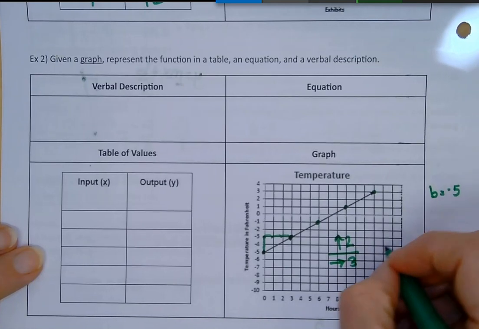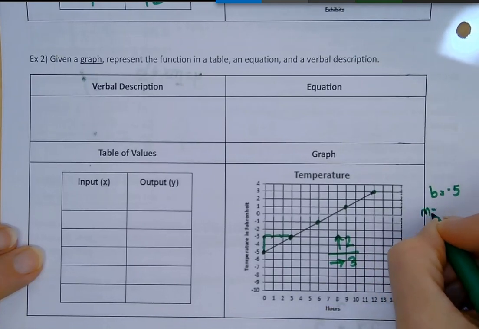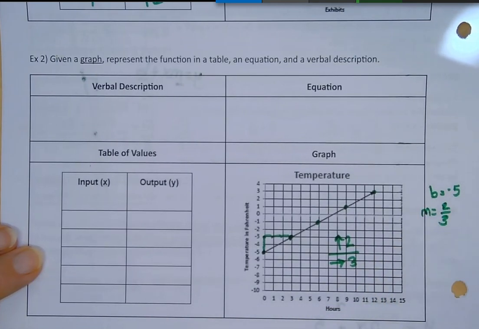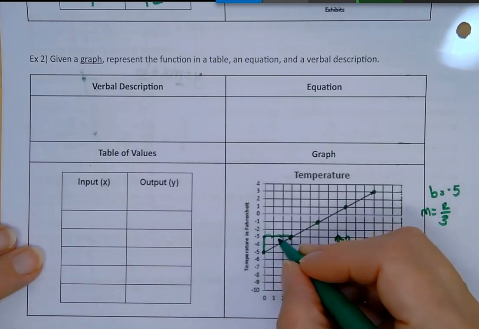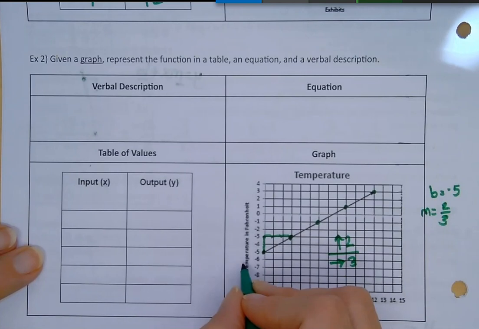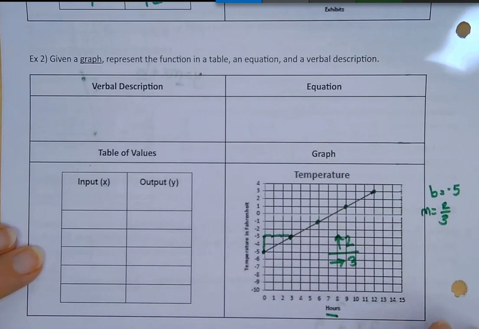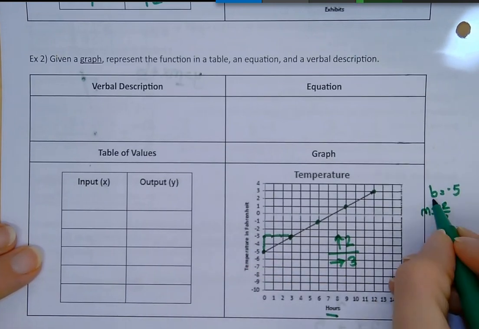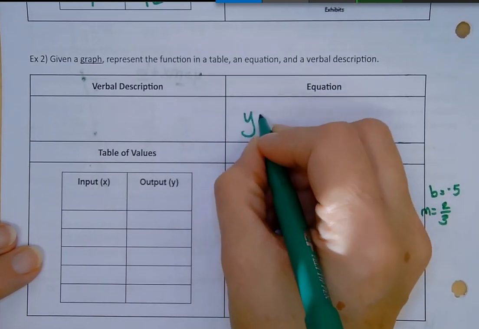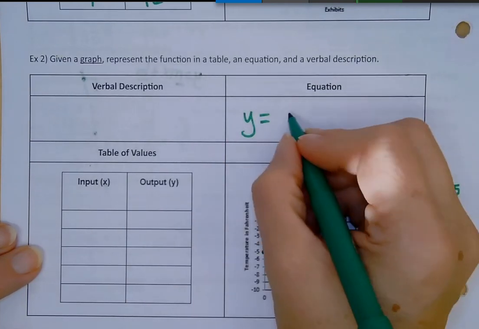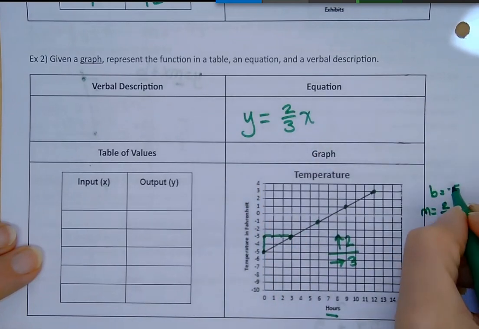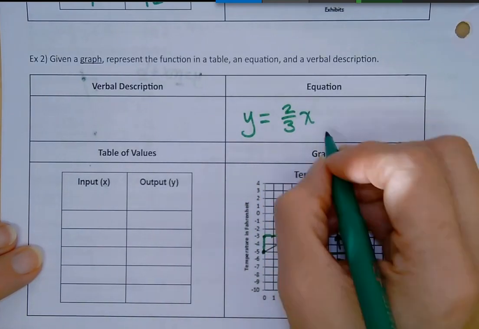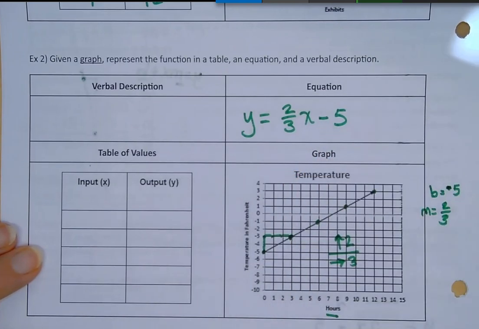This is a positive slope. So I know slope, m, equals 2/3. I went up 2 and over 3 each time. I went up 2 degrees and over 3 hours. See how that is? Up 2 degrees and over 3 hours. All right, so if I know m and b, I can write an equation. y = mx + b. If m is 2/3, then it's 2/3 x plus -5. But I'm just going to say minus 5 because that's more efficient. All right, I've got my equation.